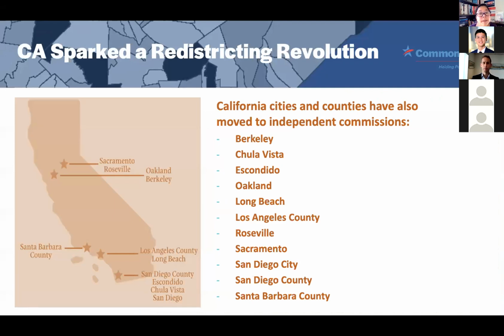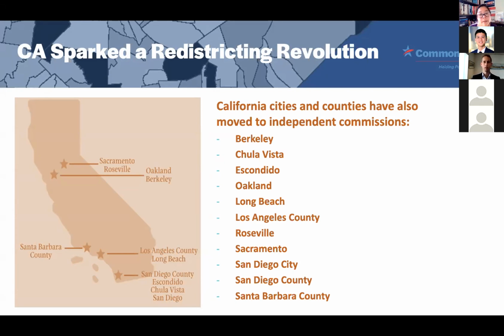Next slide. The exciting thing is that California has sparked a redistricting revolution around the country. Many states have adopted independent commissions, and certainly around the state, many cities and counties, and I'm going to just give you all a shout out because you deserve it: Berkeley, Chula Vista, Escondido, Oakland, Long Beach, County of Los Angeles, Roseville, Sacramento, San Diego, Santa Barbara, and Sacramento, Roseville, have all passed some type of redistricting reform.